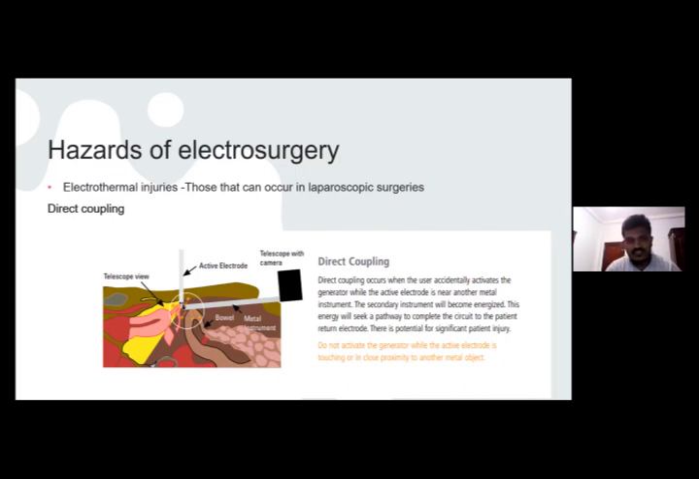When it comes to laparoscopic surgeries, coupling can cause damage to the surrounding tissues. The first is direct coupling. What happens there is that the active electrode might contact another metal instrument inside during the laparoscopy. That will conduct current and cause damage to the surrounding tissues. To avoid this, we have to avoid activating the diathermy when there is touching or close proximity with another metal instrument.